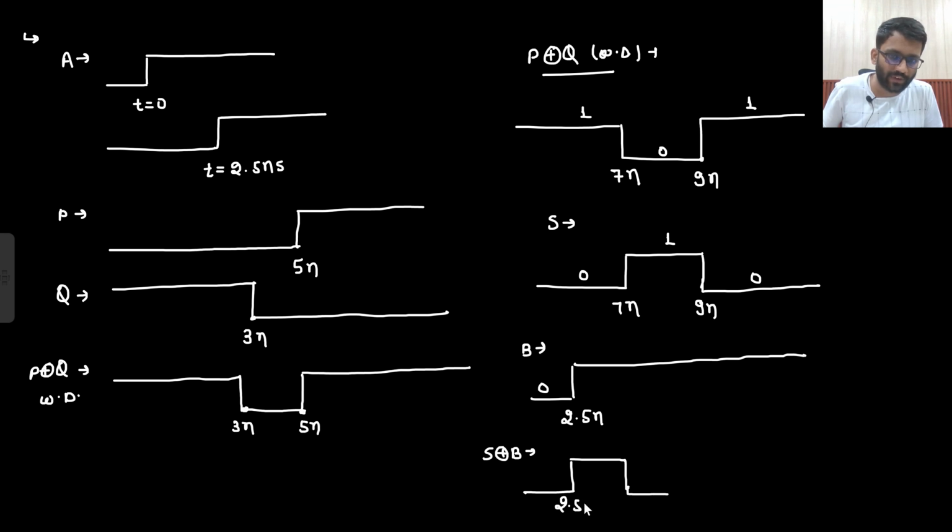So 2.5 nano to 7 nano. Then 1 XOR 1 will be 0. So 7 nano to 9 nano it will be 0. Then 0 XOR 1 will be 1. So this we are starting from t equals to 0. From t equals to 0 nanosecond we are starting.